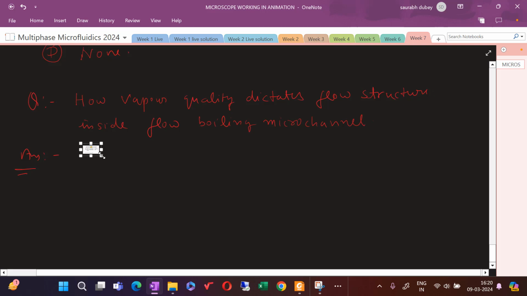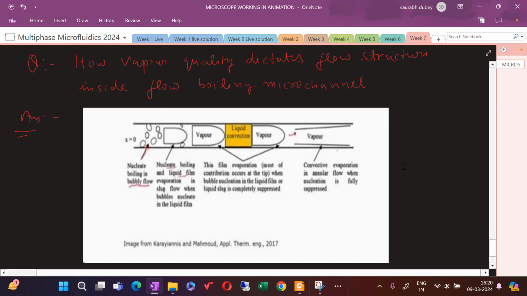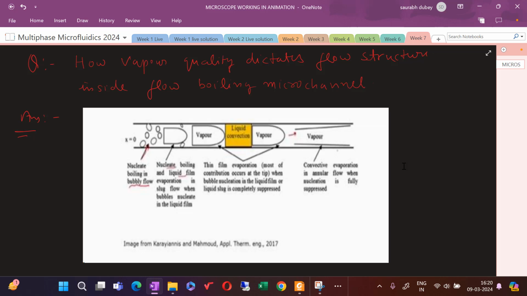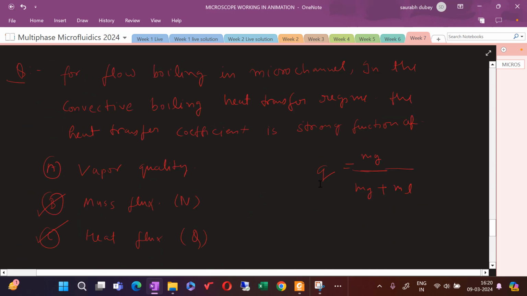Yes, so here you see, when small bubbles are there, so fewer bubbles, and there is a continuous liquid medium, quality will definitely be low here. For low quality, x equals 0, and x is defined as the quality. So you can use the symbol x also for the quality.